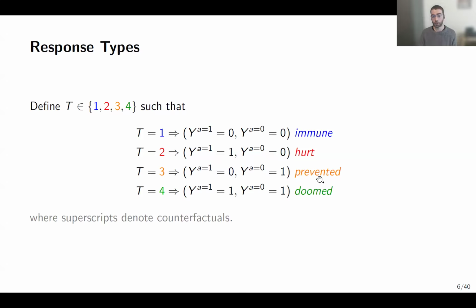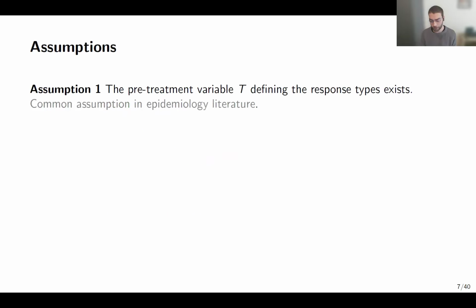And finally, we have individuals who are doomed. So individuals who would develop the outcome regardless of the treatment you give them. So here I'm using classic counterfactual notation where the superscript indicates which treatment I'm imposing on the individual. Okay, let's assume that there exists a pretreatment variable t that defines the response types.